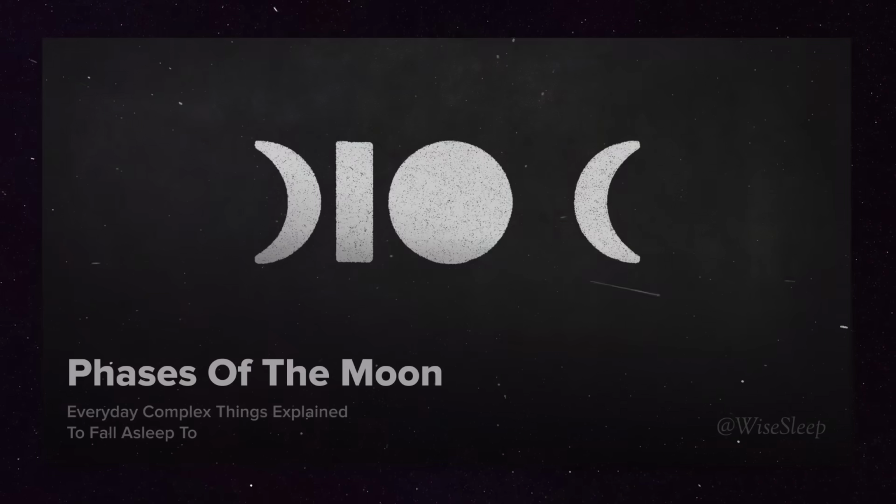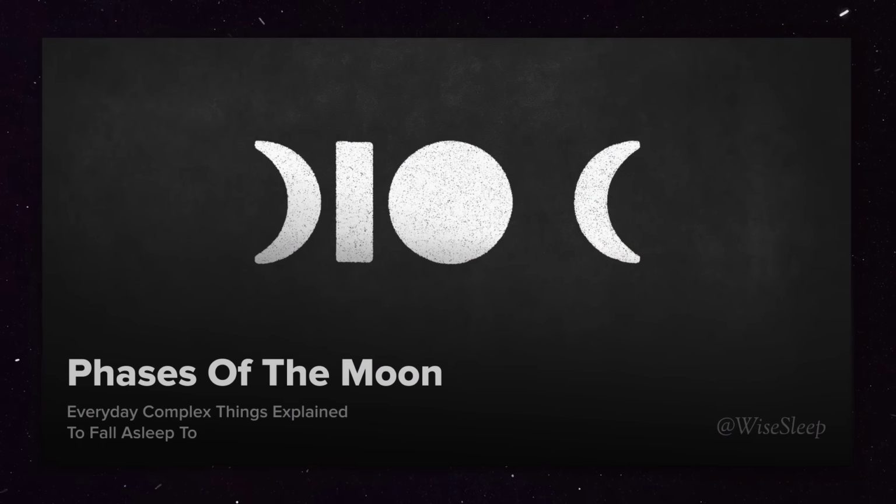Phases of the moon. The moon doesn't always look the same when you glance up at the night sky. Some nights it's a thin sliver, other times it's a full, bright circle. These changes are called the phases of the moon. The moon doesn't produce its own light. What we see from Earth is sunlight reflecting off its surface.